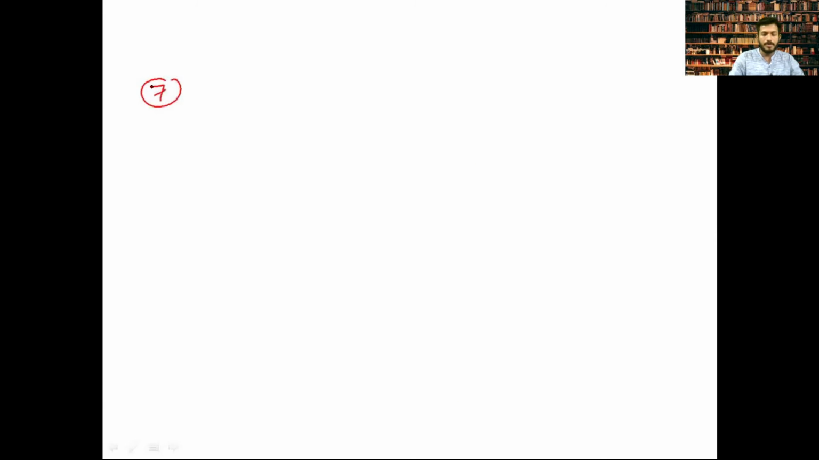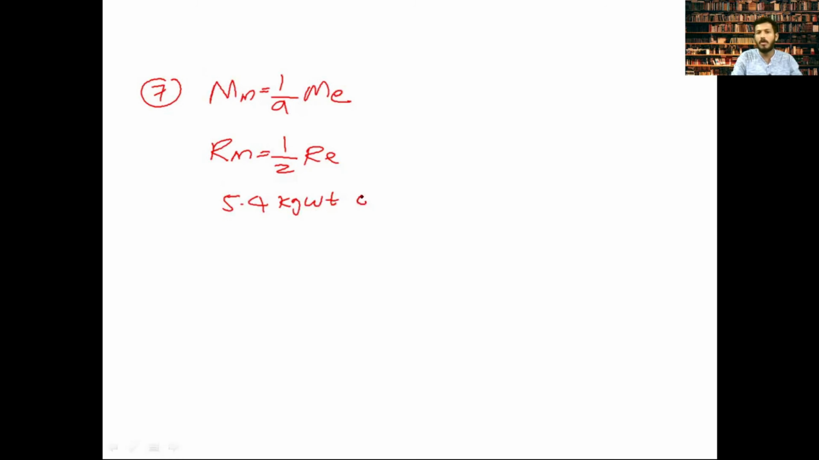Next, question number 7. In question number 7, the values are given. Mass of Mars is 1 by 9 of the mass of Earth, and the radius of Mars is 1 by 2 of the radius of Earth. A body weighs 5.4 kilogram weight on the surface of Earth. Then calculate the weight on the surface of Mars.